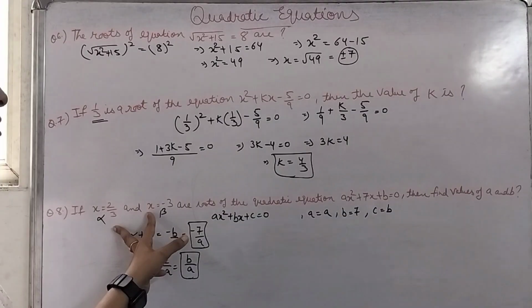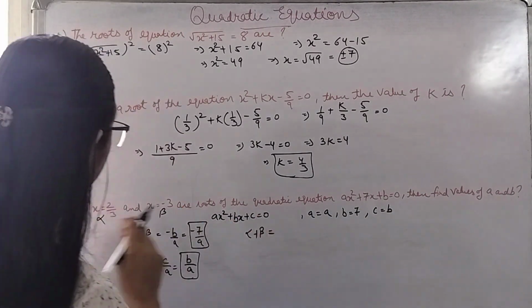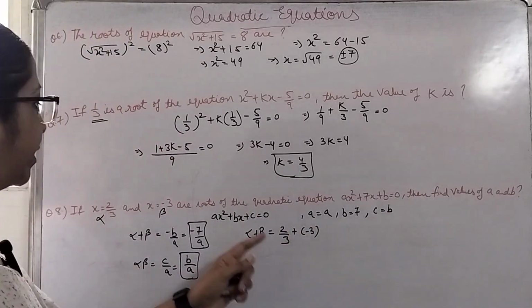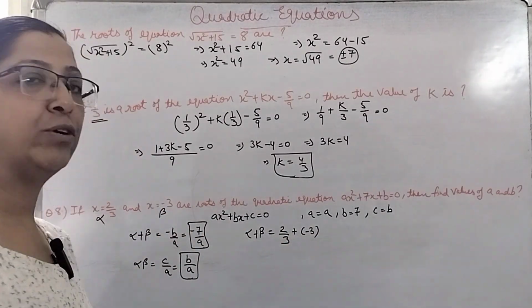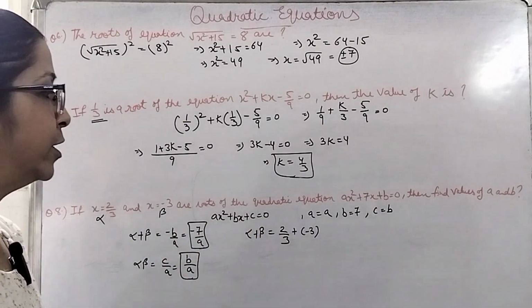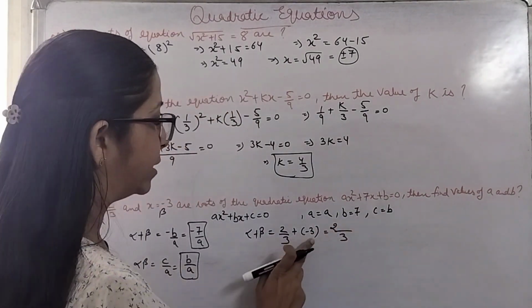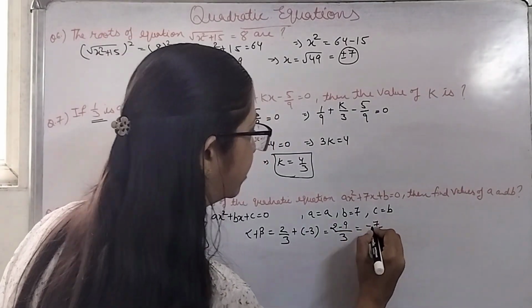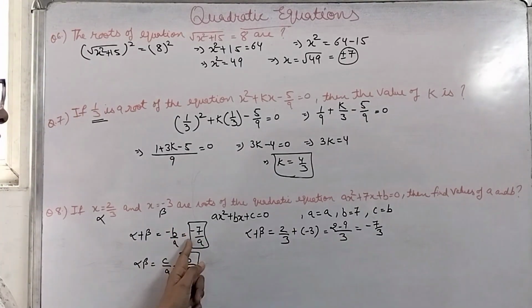Now we are already having the values of alpha and beta. If we add these two, alpha plus beta, it will be 2 upon 3 plus minus 3. We have taken the value of alpha as 2 upon 3 and beta as minus 3. From here we have found the values of alpha plus beta, and then we will be equating it. 3 will be the LCM. It will be 2 minus 3 multiplied by 3, which is minus 9. It will become minus 7 by 3. This is the sum of roots.